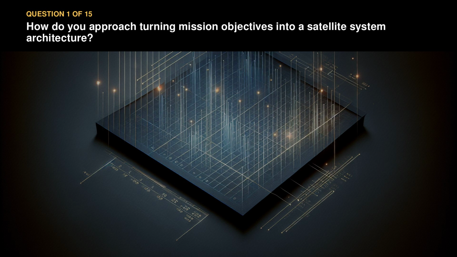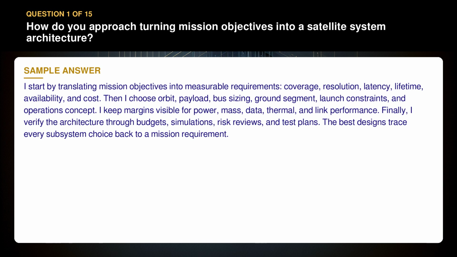Question 1. How do you approach turning mission objectives into a satellite system architecture? I start by translating mission objectives into measurable requirements: coverage, resolution, latency, lifetime, availability, and cost. Then I choose orbit, payload, bus sizing, ground segment, launch constraints, and operations concept.